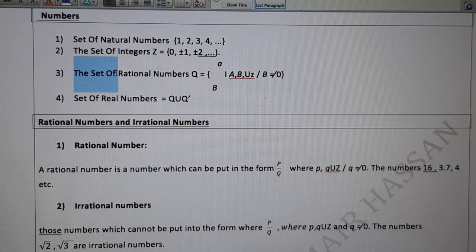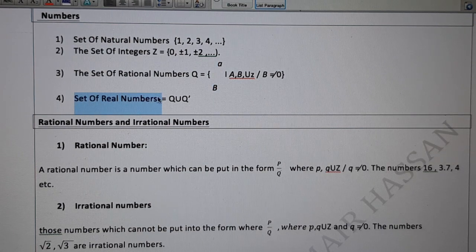The set of rational numbers, represented by Q, has numbers of the form a over b, where a and b belong to Z. Now Z is the set of integers and b cannot be 0. Obviously b is in the denominator. If b were 0, that would be undefined. This is one of the important MCQs.